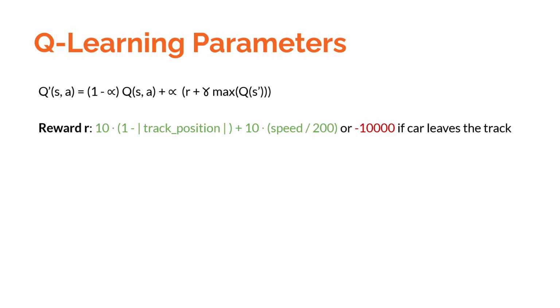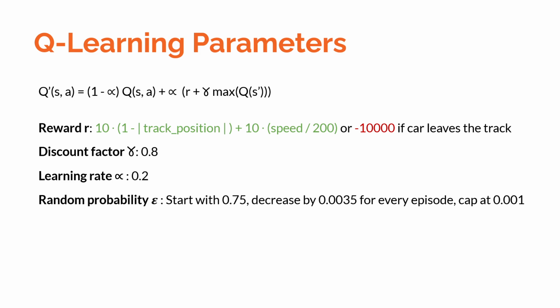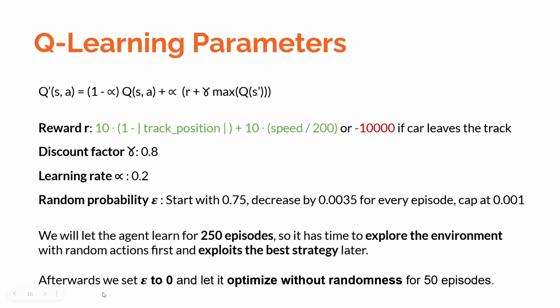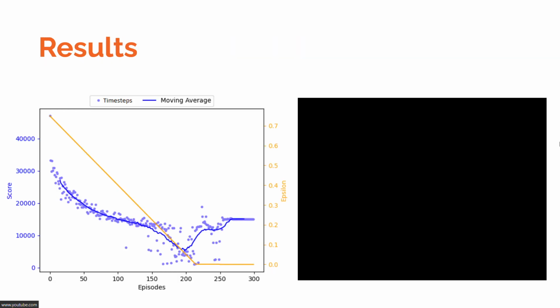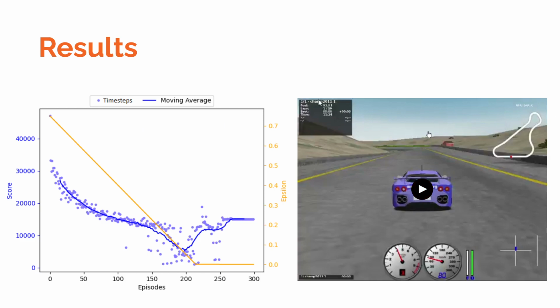So the Q-Learning parameters, as I said: the reward as is, discount factor 0.8 again, learning rate 0.2, random probability starts at 0.75 and is decreased by 0.035 for every episode. We cap it again, and in the end let it train for 250 episodes like this, and afterwards with epsilon 0 for 50 more episodes to optimize. And if we do that, those are the results.